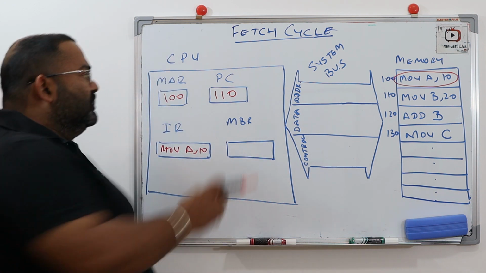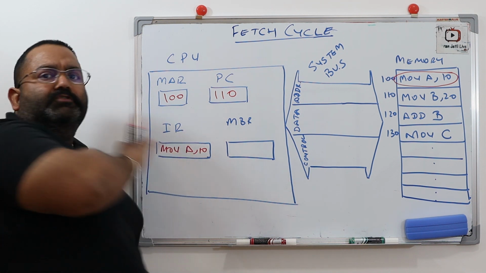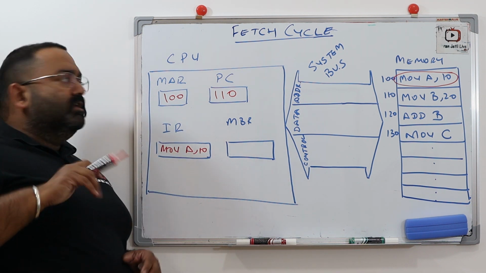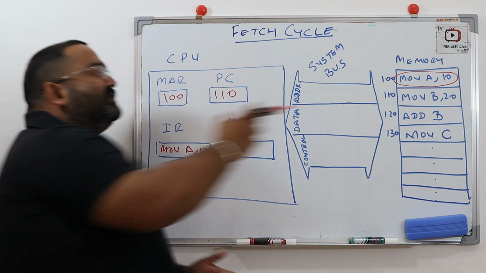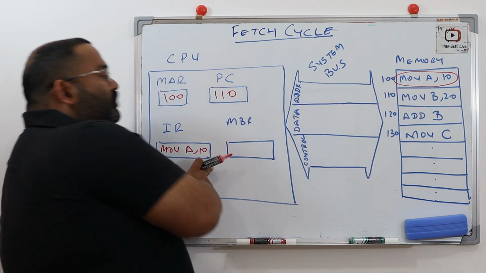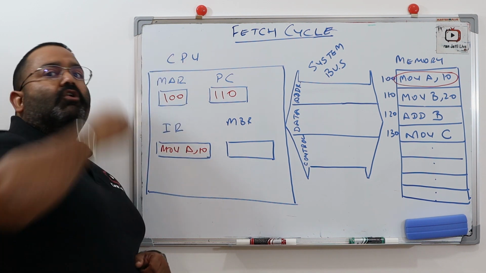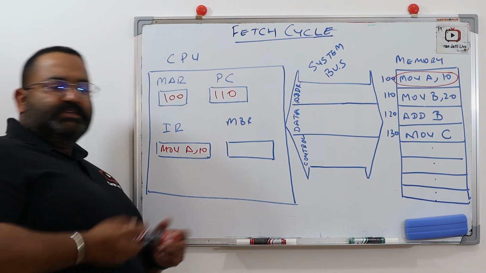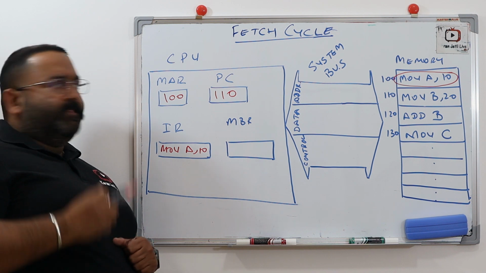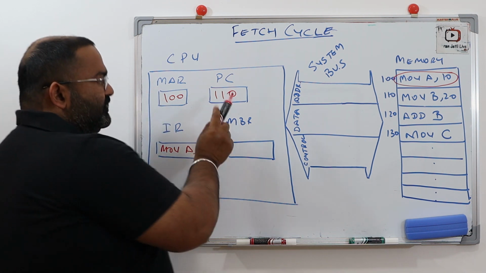Now suppose this is the present instruction. The computer has finished executing it, so it wants to bring the next instruction to the CPU. What is that cycle called? It is called the fetch cycle. Fetch means to bring something. So, first step of fetch.